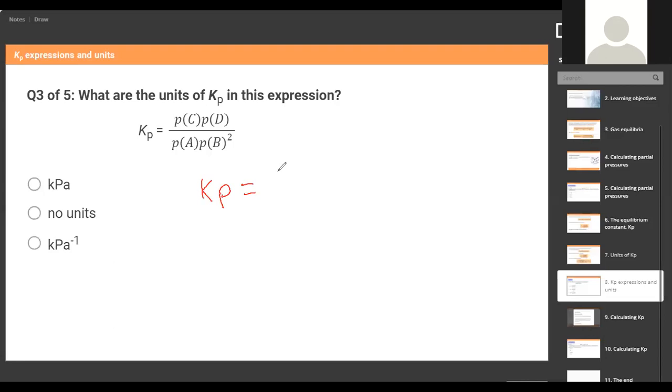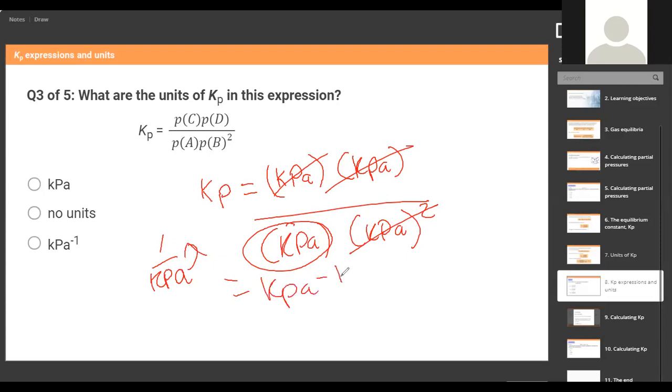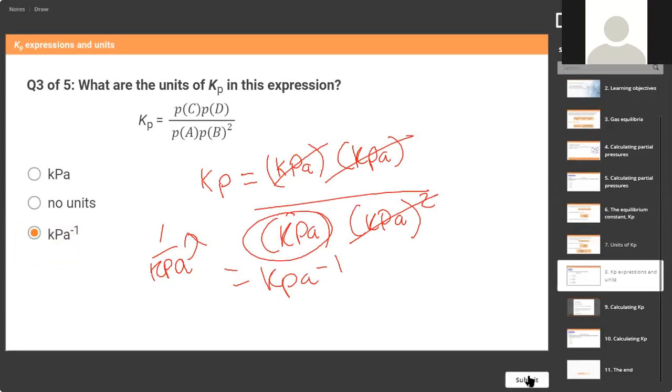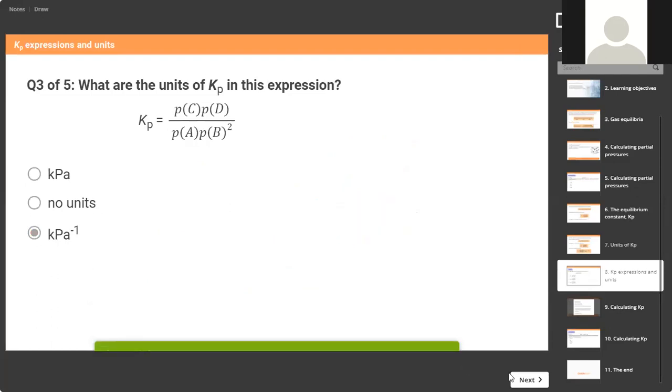So kPa over kPa, kPa squared. We've got that one left over, so that'd be 1 over kPa. Swap them around, which means we've got kilopascals to the power of -1. Fantastic. So let's have a go on the next one.